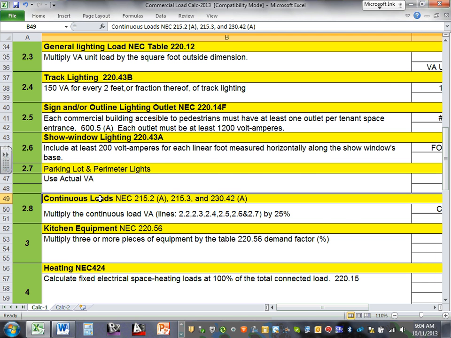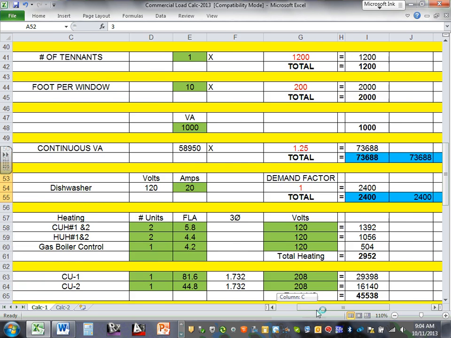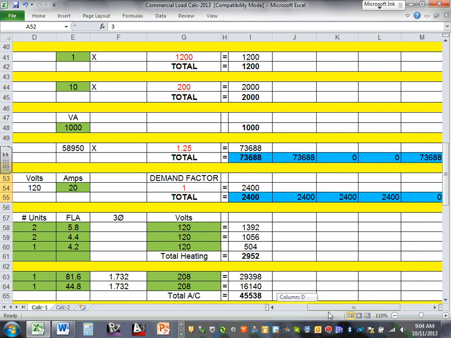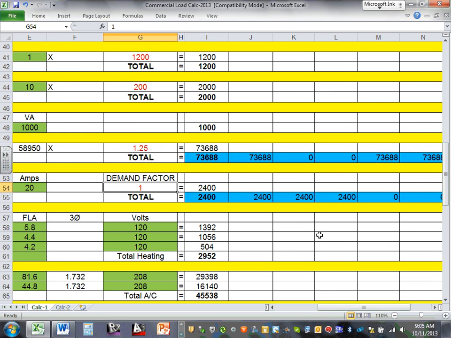Okay, so we got the continuous load. That's your light. Now, switching to step number 3, the kitchen equipment, 220.55, it says multiply 3 or more by the demand from this. For kitchen equipment, I only have, I think, a fridge and dishwasher. Multiply by 20, that gets you this. This is just for kitchen equipment, not a whole lot, and it's all fed from the receptacle panel and the main panel.